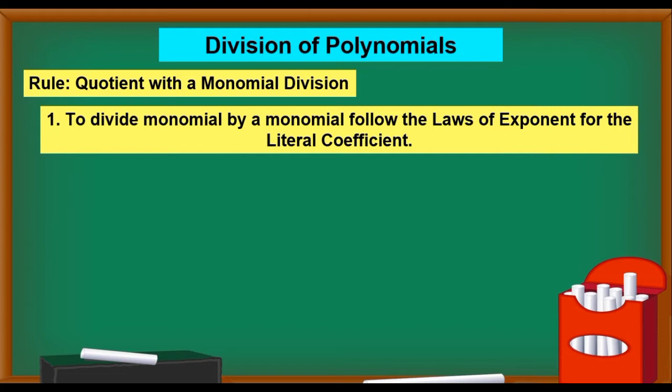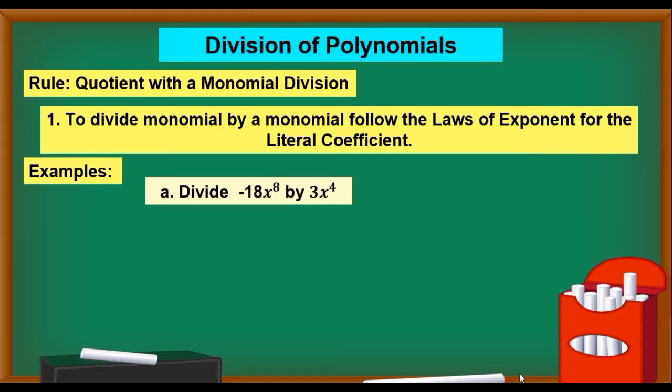Pero ang rule natin ay, kapag po tayo ay nagdi-divide ng monomial to another monomial, i-divide lang po natin yung kanilang number. And then, once na-divide na po natin, i-apply po natin yung laws of exponent sa literal coefficient. Kapag parehas po, ay pwede nating isubtract ang kanilang exponent. Okay? So, let us have an examples. So, the first example, let us divide negative 18x raised to 8 by 3x raised to 4.